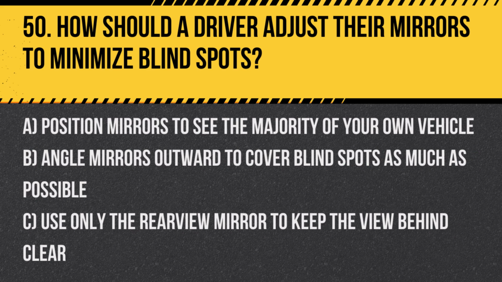Question 50. How should a driver adjust their mirrors to minimize blind spots? A. Position mirrors to see the majority of your own vehicle. B. Angle mirrors outward to cover blind spots as much as possible. C. Use only the rearview mirror to keep the view behind clear. Answer: B. Angle mirrors outward to cover blind spots as much as possible. Proper mirror adjustment enhances visibility and safety.